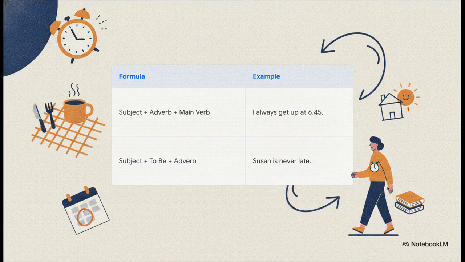Formula 2 is specifically for the "to be" verb, words like am, is, are, was, were. Here, the adverb goes after the "to be" verb. Subject, then "to be," then adverb, like this: "Susan is never late." It's a tiny structural shift, but mastering this specific rule is absolutely crucial and will make your English sound incredibly natural and fluent.